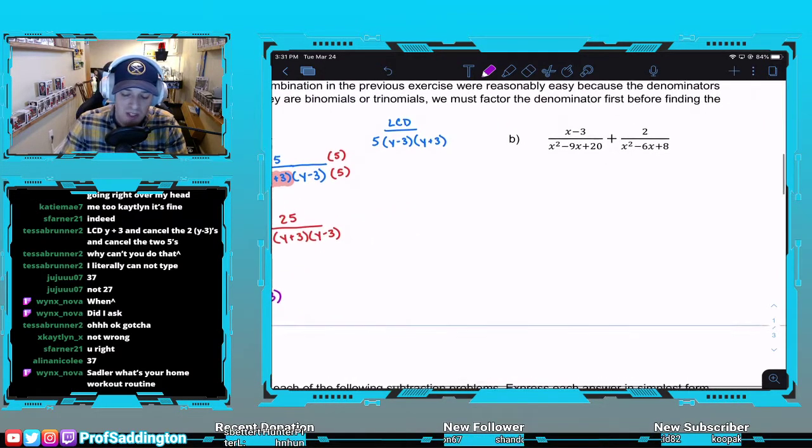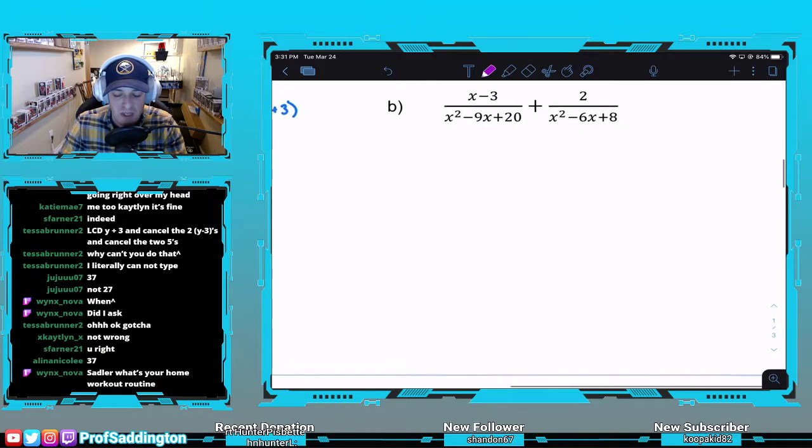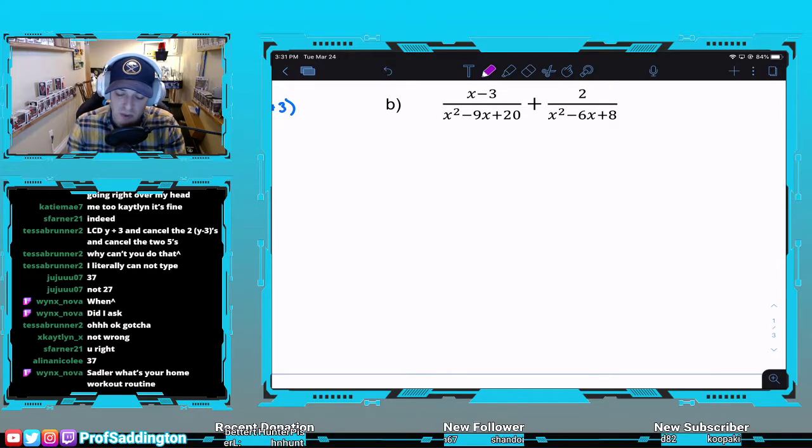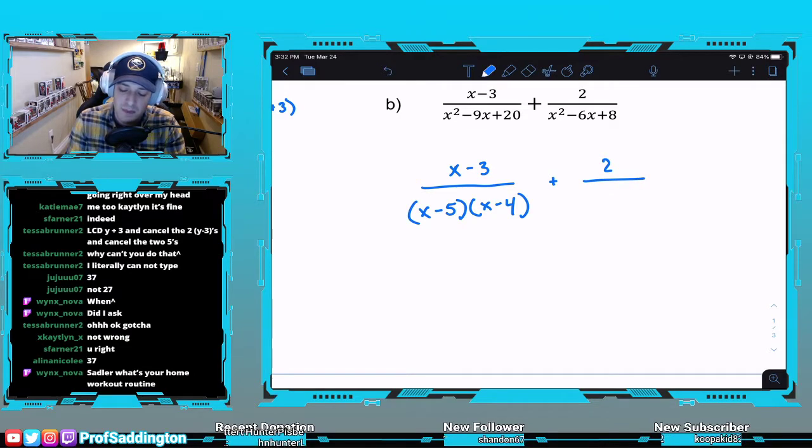Again, if you had questions on part A, you could just jump back and you can rewind the video once I'm done filming. So first thing that we have to do is factor our denominators. So when I go to factor this first one, I'm still going to have x minus 3 on the top. And then on the bottom, it looks like I'm going to have x minus 5 and x minus 4. Plus, I'm still going to have that 2 on the top. But on the bottom, I'm going to have x minus 4 and x minus 2.